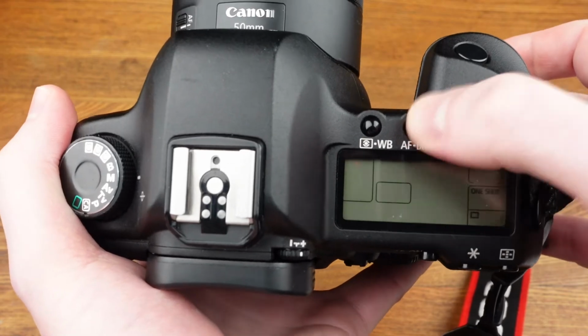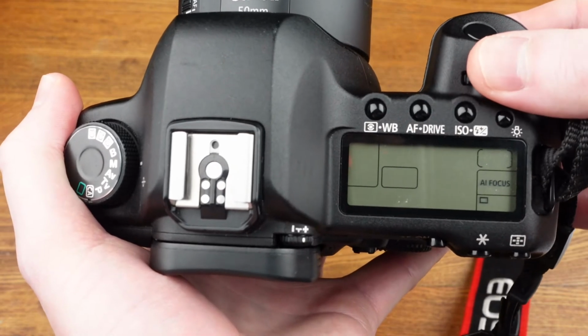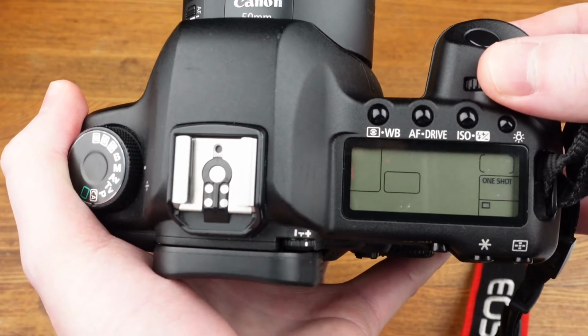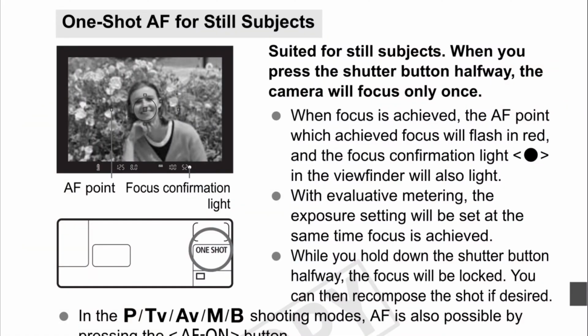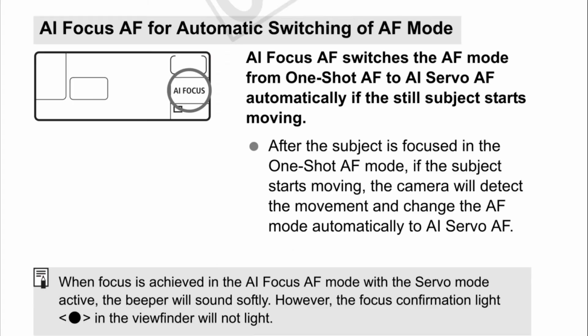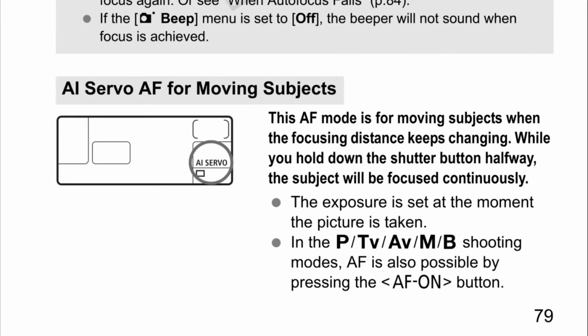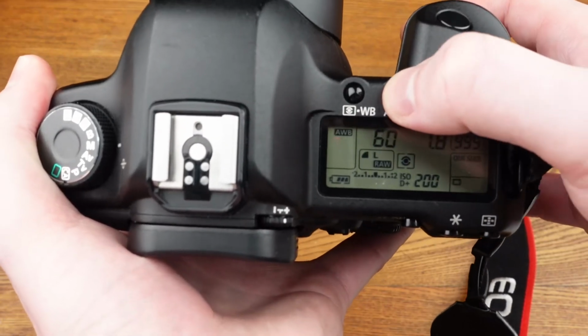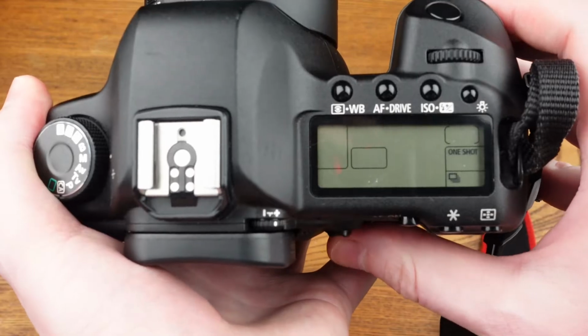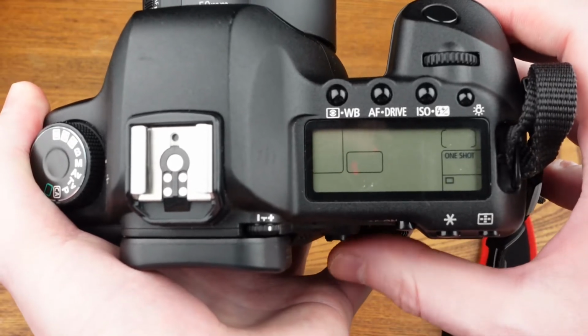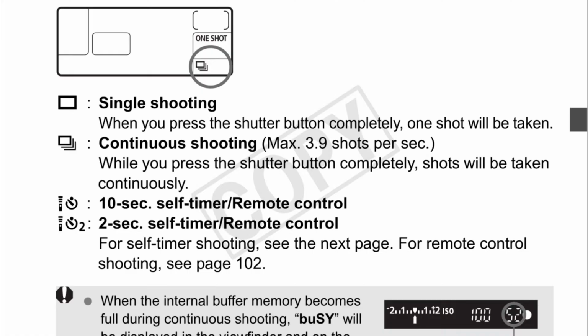The AF drive button allows one of 3 autofocus modes to be selected with the main dial. One shot for still subjects. AI focus AF automatically switches between one shot and servo. AI servo AF is for moving subjects. The quick control dial can be used to select between single shot and continuous shooting at 3.9 frames per second, and there is a 10-second and 2-second self-timer that also allows a remote release to be used.